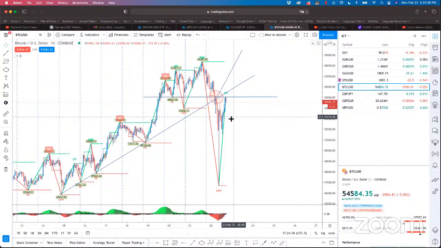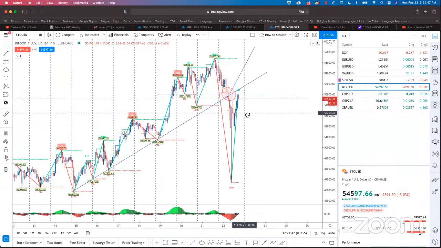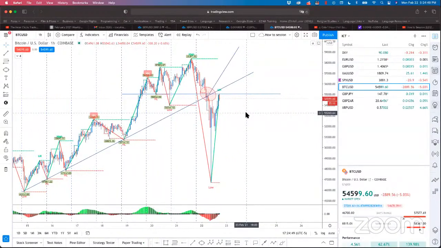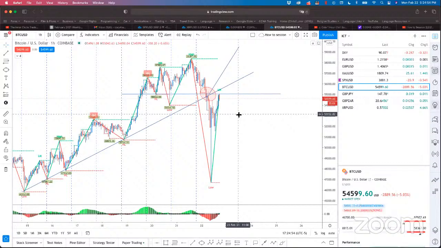I don't see anything you did wrong, if you were trying to buy. I don't see anything you did wrong. The only thing I would say is, were you using vector confirmation, or what were you using to buy as a confirmation?